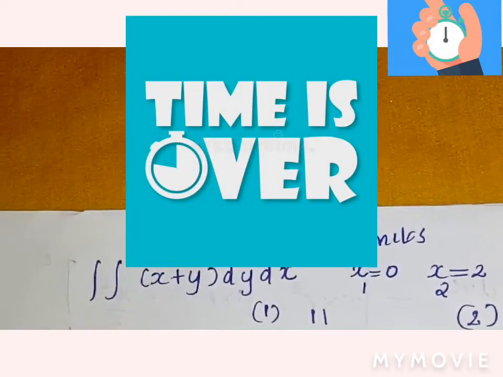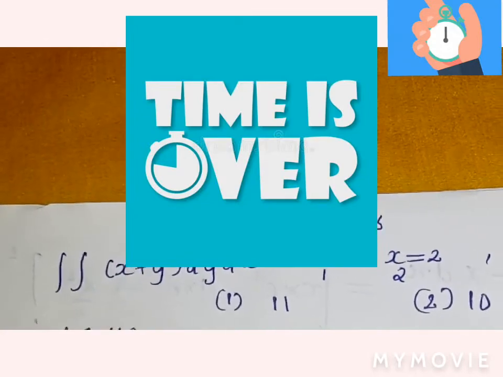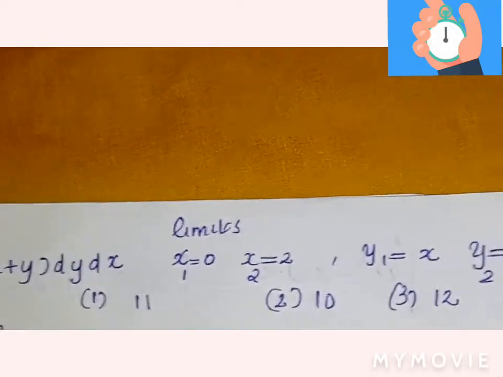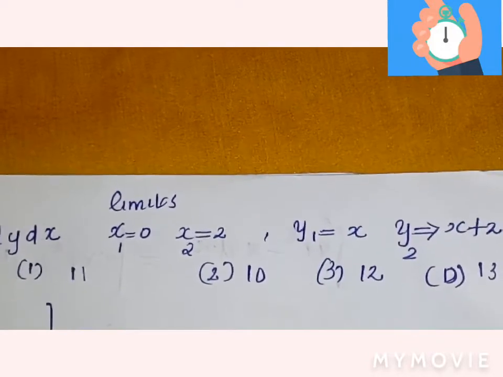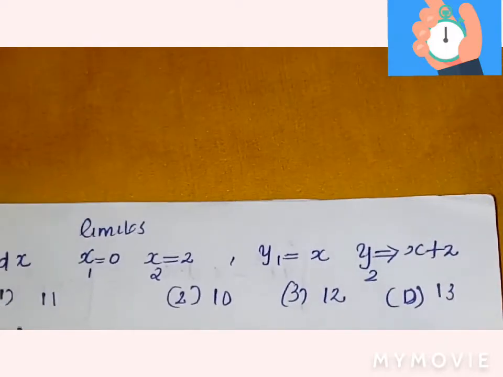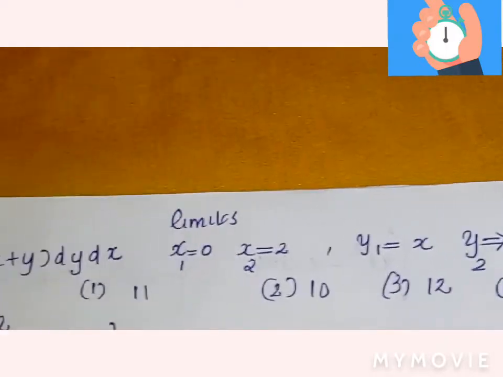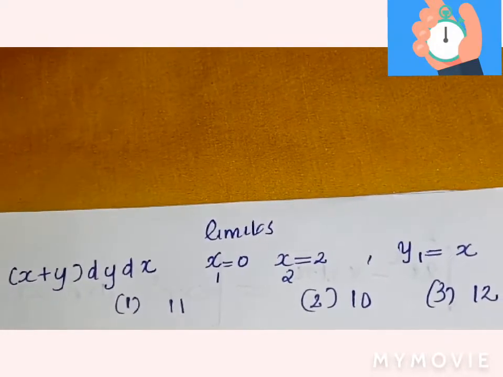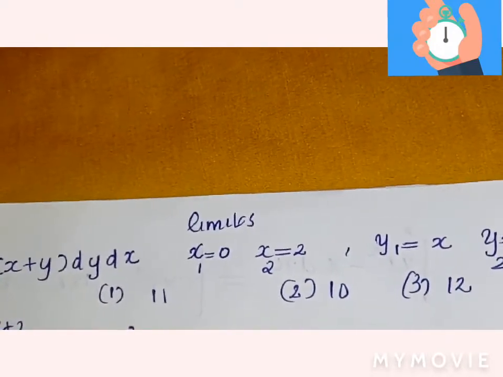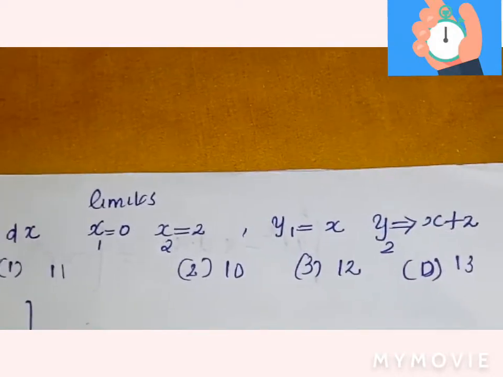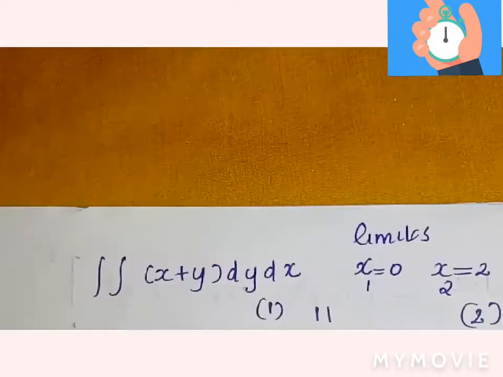Next problem: double integral x plus y dy dx. Limits are x1 and x2 are 0 and 2, y1 and y2 are x and x plus 2. Options are 11, 10, 12, 13. The question is double integral of x plus y dy dx. The limits are x1 equal to 0, x2 equal to 2, y1 equal to x, y2 equal to x plus 2. Next question.